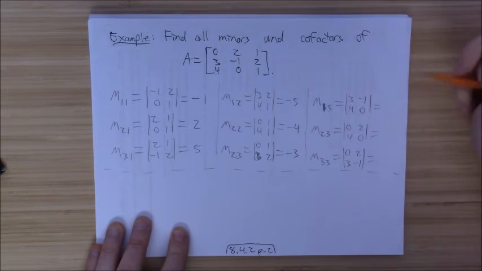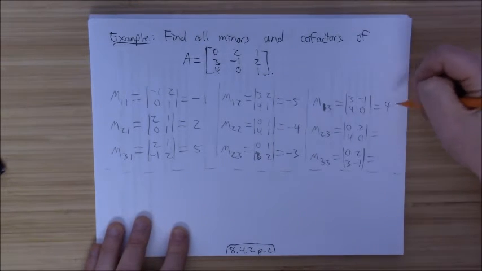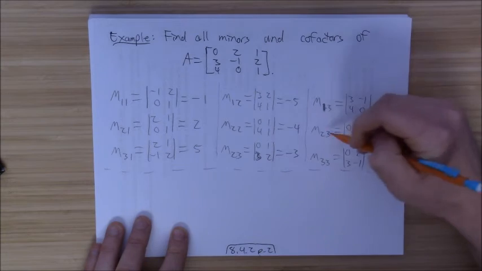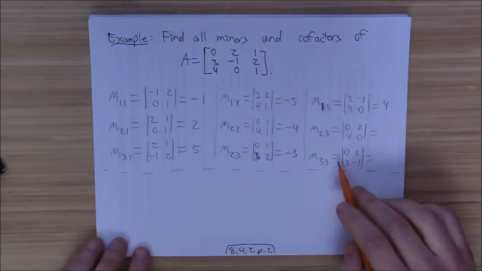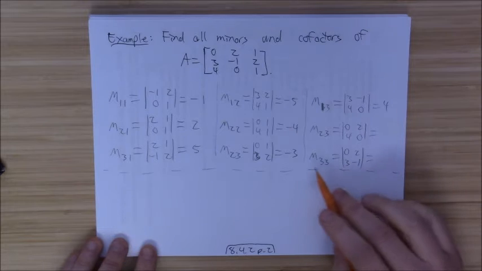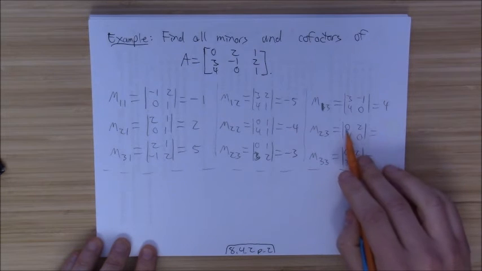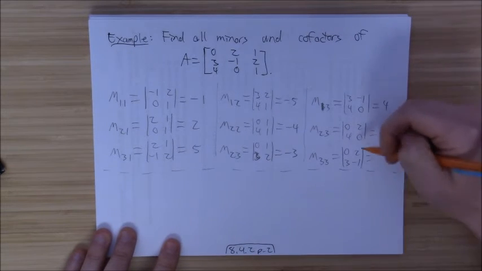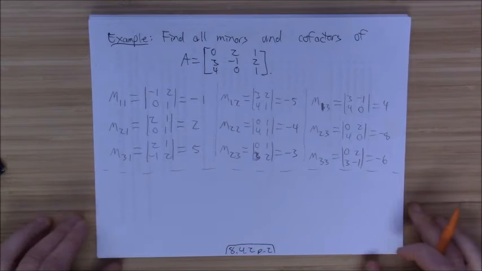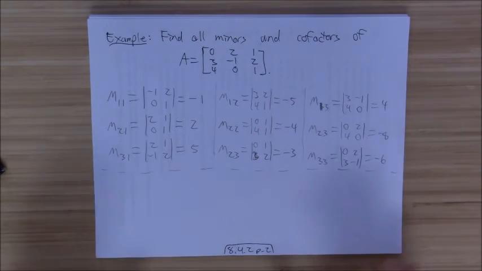We get 0 minus -4, so +4. Here we'd have 0 minus 8, so -8. And then here we'd have 0 minus 6, so -6. So there's all of the minors. It's more tedious than it is actually difficult.